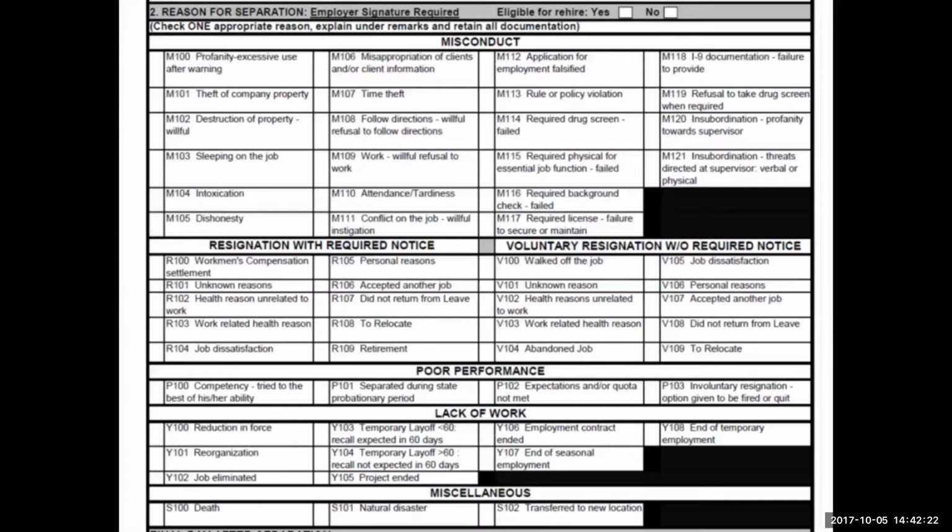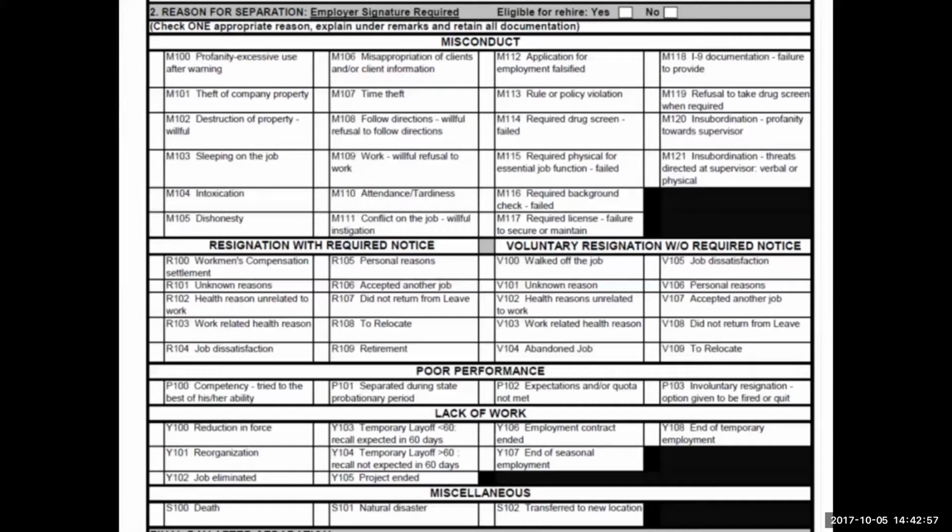So profanity, this initial category, is very critical. If you check off profanity, excessive use of profanity after warning, what I would like to know is exactly what did the person say? From the state's perspective, if it was bad enough to get them fired, then what did they say? I need to know exactly what the words were. Be sure that it's documented at the time the incident occurs.